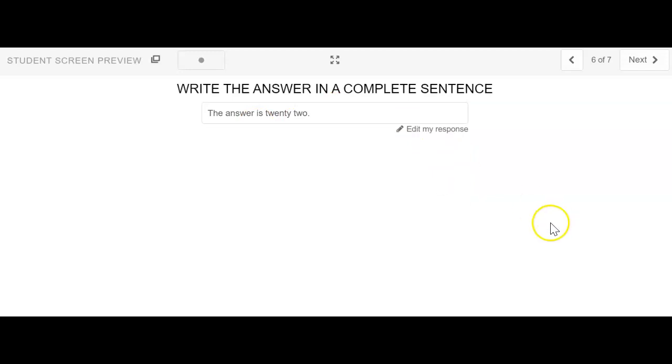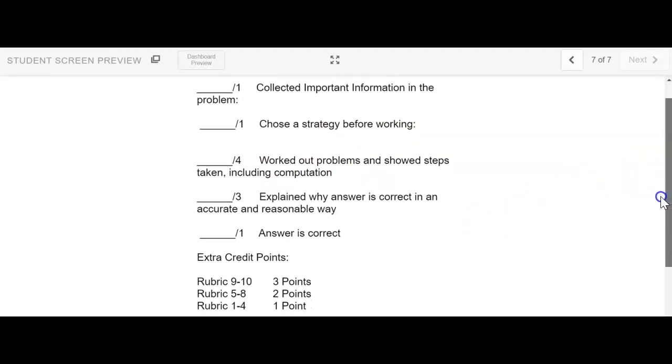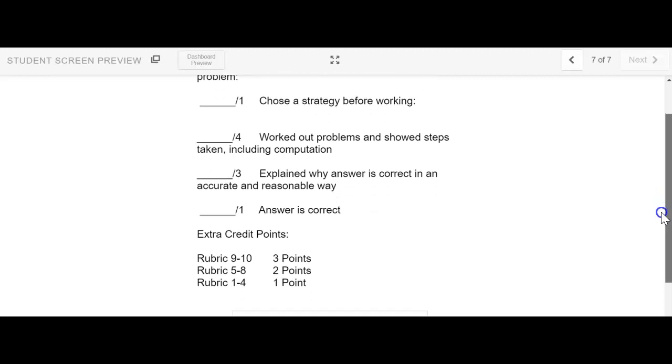And then my next one would be the rubric. You're not going to worry about this. We're going to look at this, and if we decided you did collect important information, you'll get a point. And you got your strategy. You worked out the problem, you showed the steps, including the computation. You explained why the answer is correct in an accurate and reasonable way, and the answer is indeed correct.